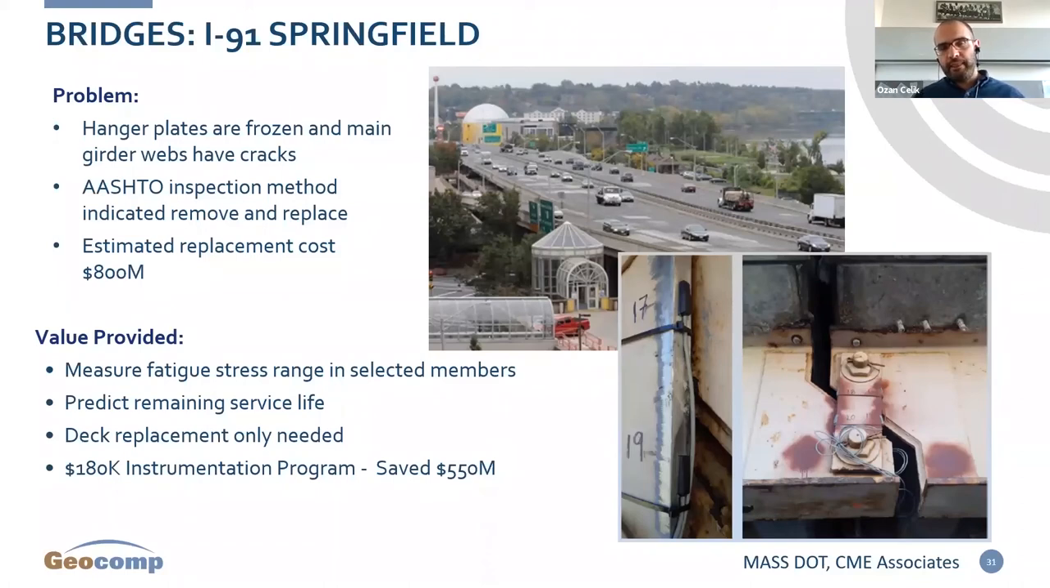The only thing that they needed to do was some minor retrofit around certain locations and the replacement of only the deck system. And that entire project, by investing only $180,000 in an SHM program, MassDOT was able to save $550 million in this significant project.